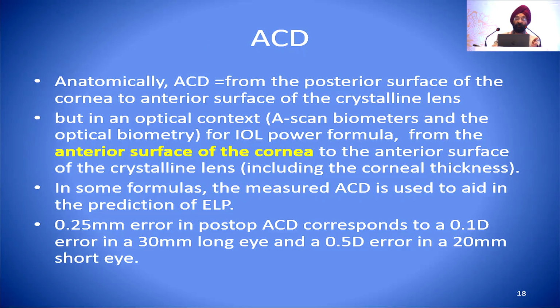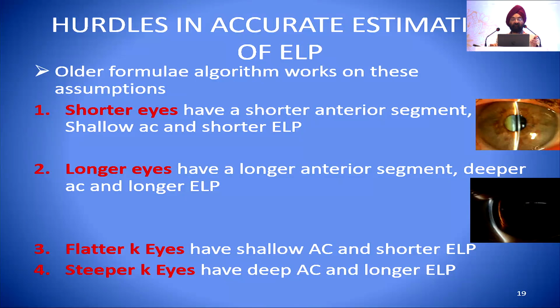Third important parameter is anterior chamber depth, and anatomically anterior chamber depth is from the posterior surface of cornea to the anterior surface of the crystalline lens. But in optical context, it is from the anterior surface of cornea to the anterior surface of crystalline lens, and in some formulas the measured ACD is used to aid in the prediction of effective lens position, as in Barrett Universal 2 formula.